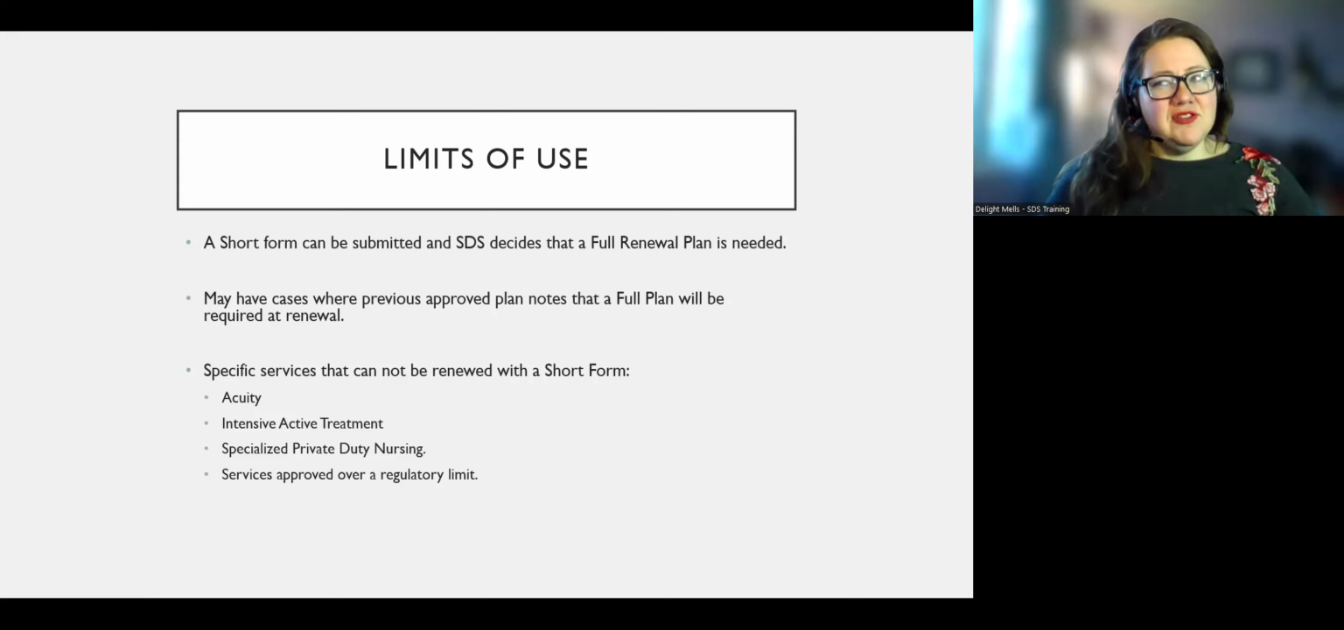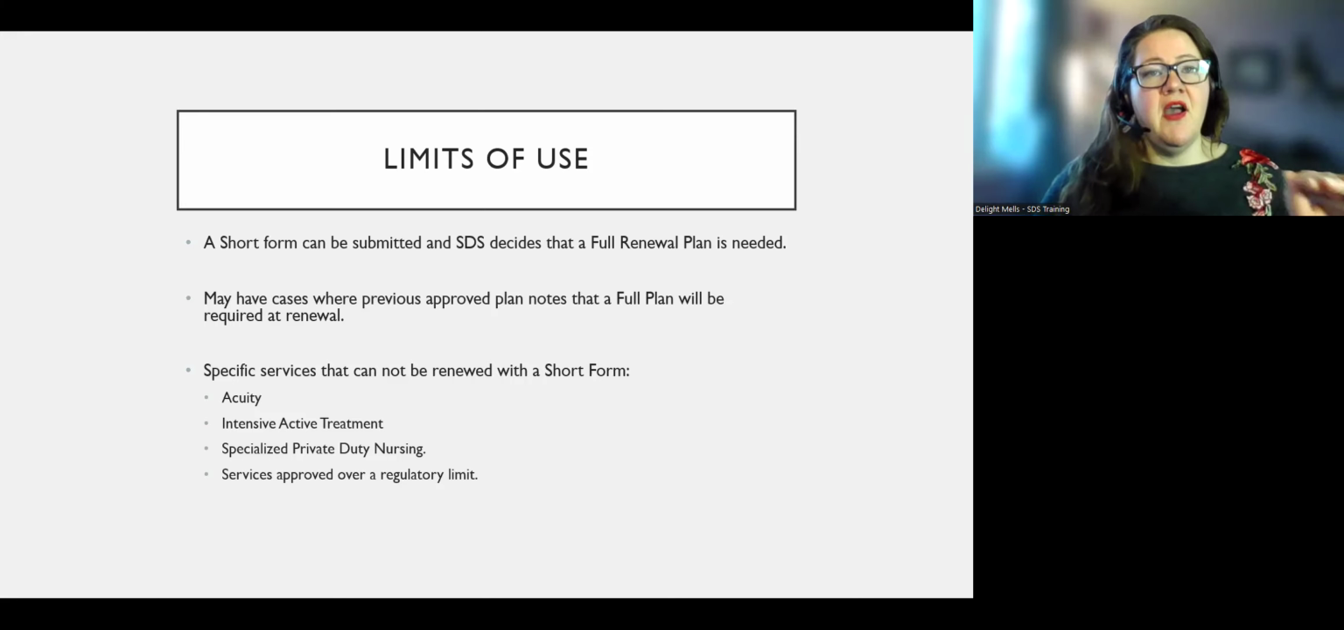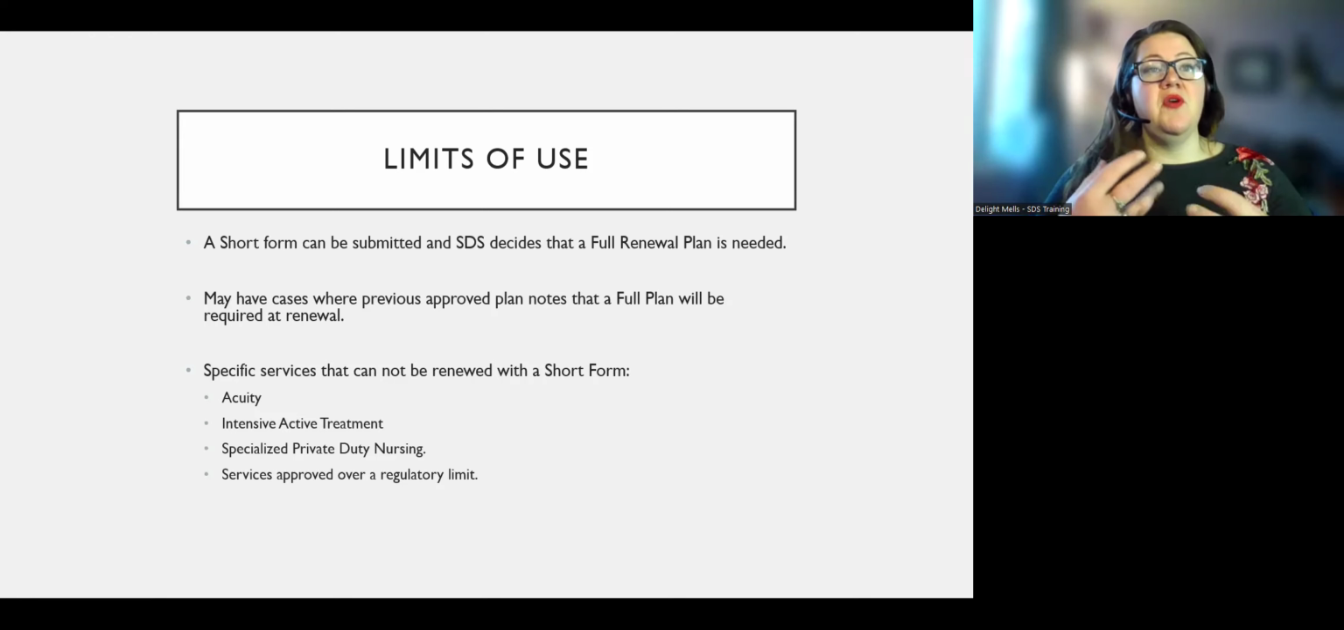So please keep particular attention when you're preparing your renewal that you look at the previous plan to check those notes. There are also situations where the service itself is not a service that can be renewed with a short form. Some of those services include acuity, intensive active treatment, specialized private duty nursing, or if your previous plan was submitted and approved for over a regulatory limit. At renewal, a full plan is needed to explore if that over the regulatory limit request is still necessary.